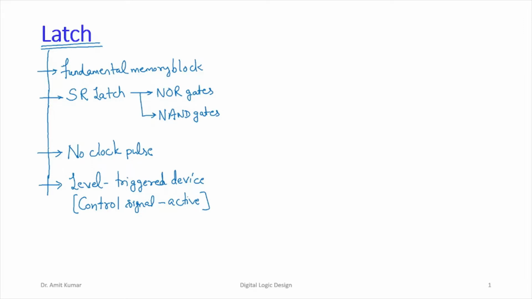So basically we can say no clock pulse is present in a latch, and this is a level triggered device. Only at a fixed value of the control signal, if it is provided to this circuit, it will work only when that control signal is active. So these are the fundamental points that we should understand first about the latch. After this, we will look at the circuit diagram for a latch.